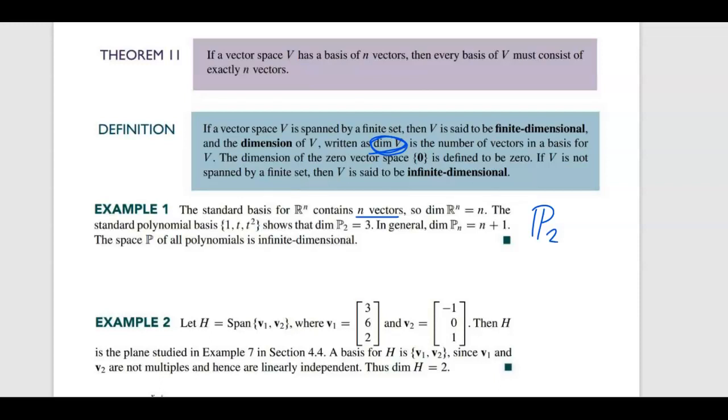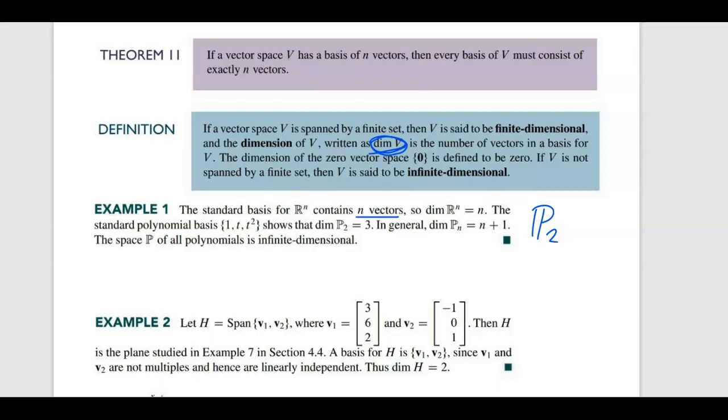If we're looking at what we call the standard polynomial basis, we call that P2. Notice that that has 3 independent vectors, because there is no way to multiply a constant times 1 to get t squared. Same thing with t, so those are 3 independent pieces. So the dimension of P2 has to be 3. In general, for any polynomial of degree n, the dimension is going to be n plus 1, because you have that constant term in there.